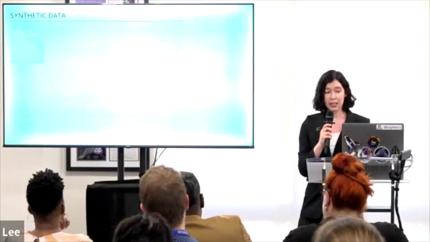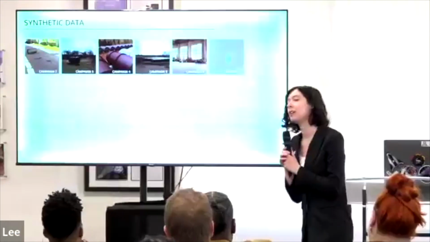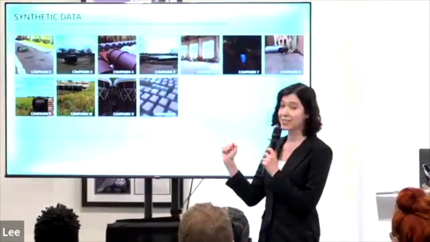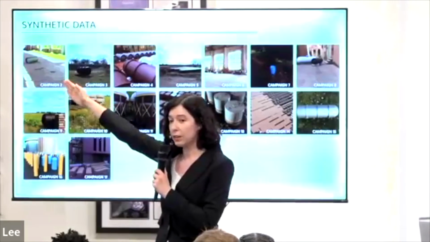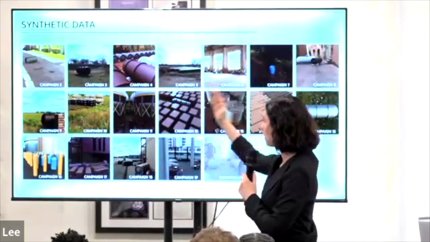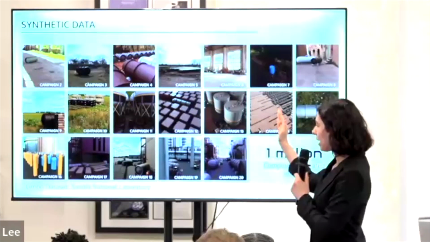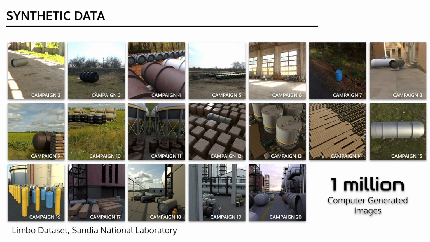In response to this need, researchers at Sandia National Laboratory generated the Limbo dataset. This dataset has created 20 campaigns with synthetic containers. The campaigns begin very simply with single containers, and they build in complexity throughout the campaigns, including distractor objects, and then fully creating synthetic backgrounds and even including synthetic people. As you can see, they've generated nearly 1 million images to help with this computer vision research.